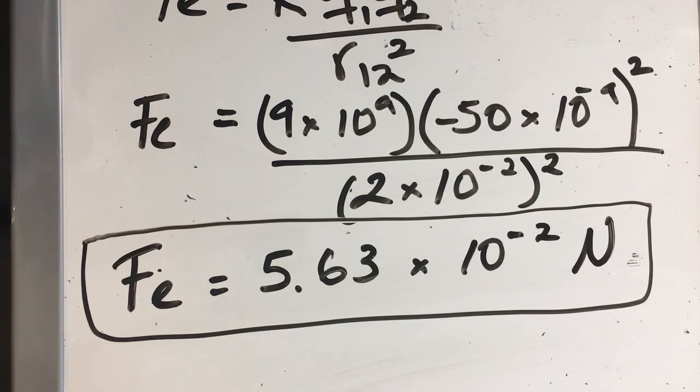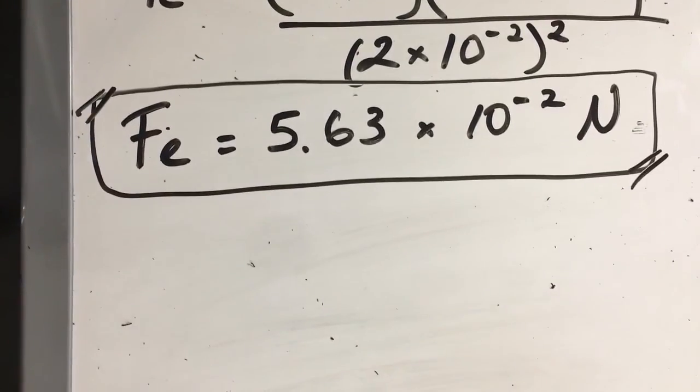And my electric force is going to be equal to 5.63 times 10 to the minus 2 newtons. That is the size of our vector, the magnitude of my electric force on one of my spheres. Okay? Now they're asking us to calculate something else. I mean, they were asking us to calculate the magnitude of the electric force, and we achieved that.